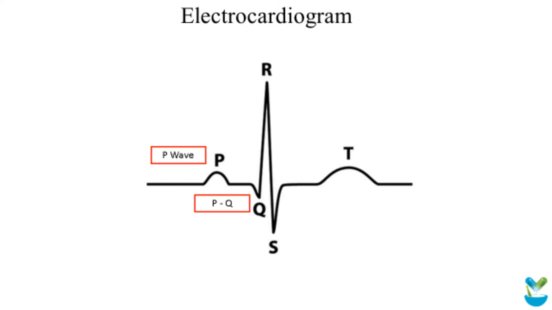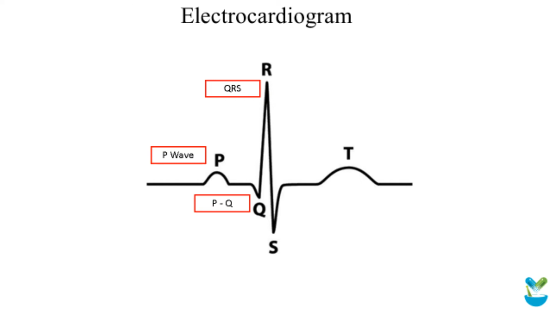From P to Q, this distance indicates when electrical impulses travel from the SA node to the AV node. It's the time it takes for the signals to reach the AV node from the SA node. The QRS complex, which is seen quite prominently in the graph, is quite pointed. This is ventricular depolarization, which is like the firing of the AV node.